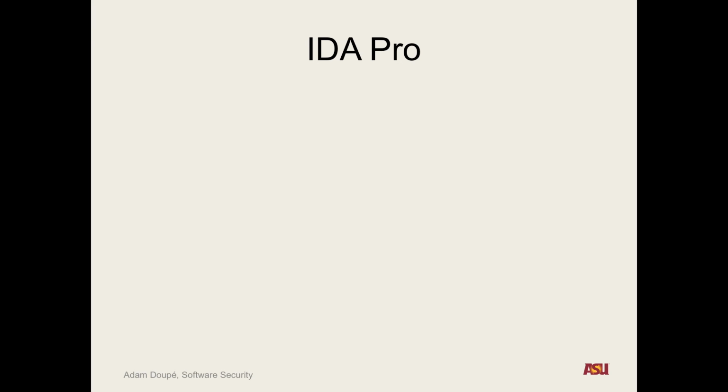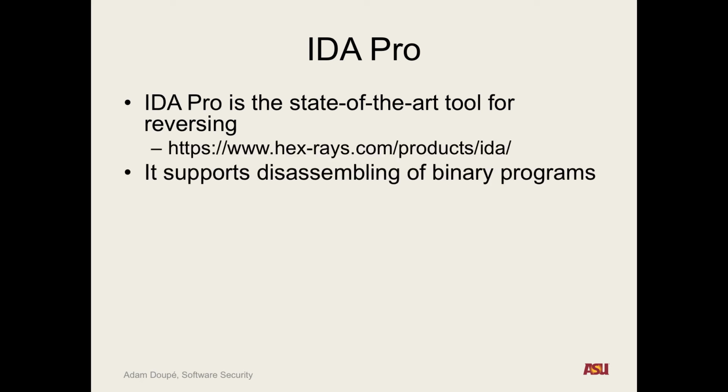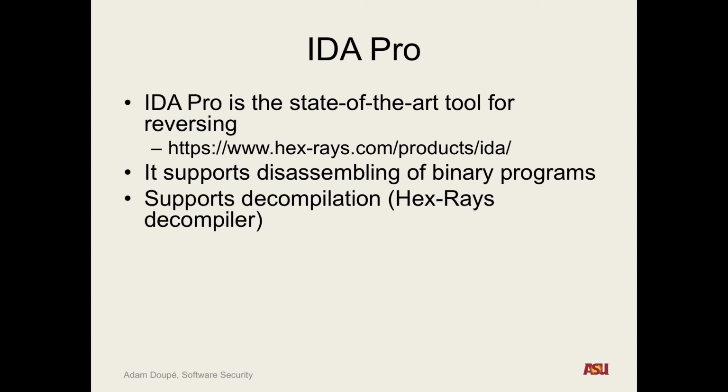Another, the most popular tool, is IDA Pro. This is the state-of-the-art tool for reverse engineering and disassembly. It has an incredibly sophisticated disassembler. It's got a nice graph view so you can see how the control flow goes throughout all those pieces. It can do disassembly for just about every architecture you can throw at it. It even supports, well, with an additional plugin, decompilation.